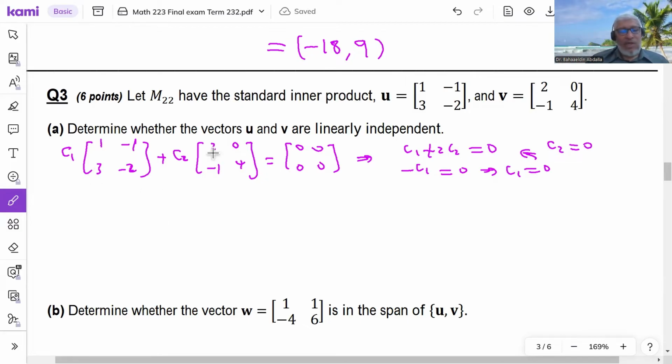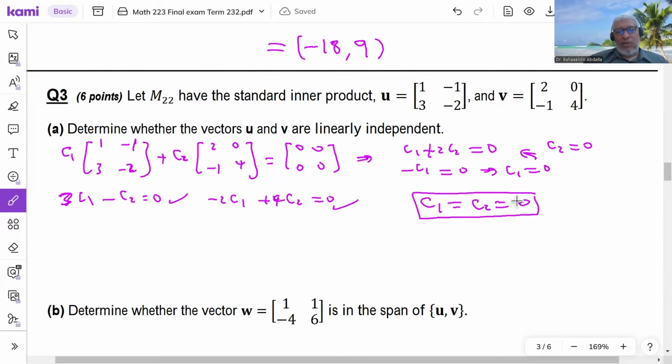But let me check the last equations. I'll have 3c1 minus c2 is 0. 0 minus 0 is 0, so that's correct. And finally, I have negative 2c1 plus 4c2 is 0. 0 plus 0 will be 0, so that's correct. So the only answer is that c1 and c2 are zeros. So this means that u and v are linearly independent.